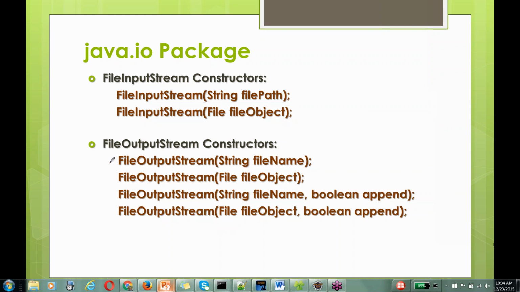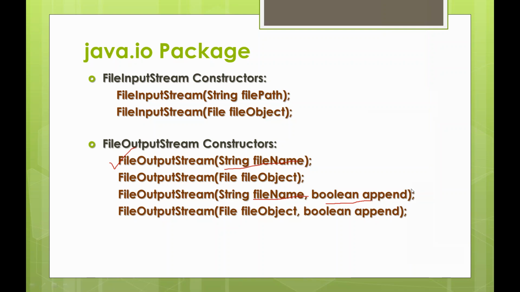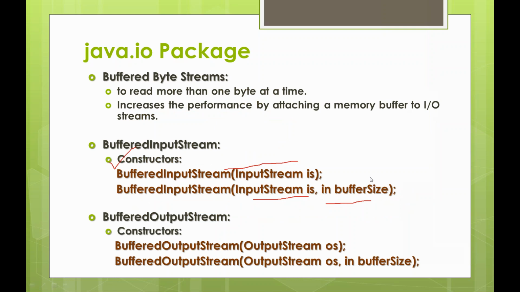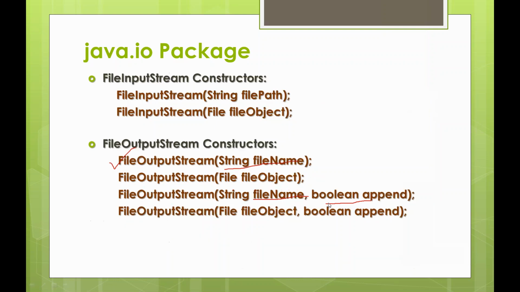There are four constructors. The first one will take a string which points to a particular file name. The second one takes a file object. The third one takes a string file name, I mean the directory path, and the second parameter is a boolean, which says whether you want to append to a particular file or overwrite it. If you don't mention this, the file will be overwritten.